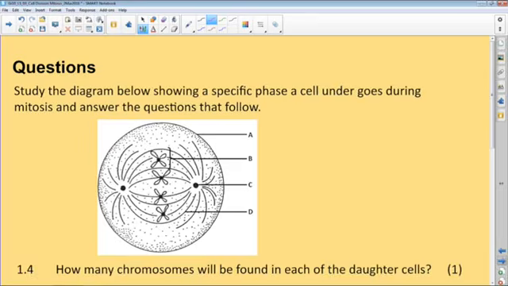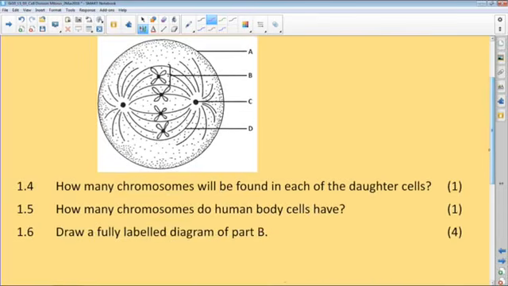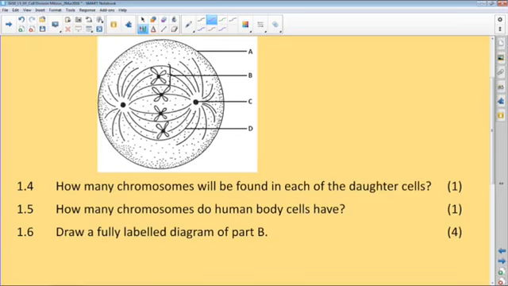Now listen carefully. I'm going to give you 1 minute again. How many chromosomes will be found in each of the daughter cells? Read carefully. How many chromosomes do human body cells have? And then draw a fully labeled diagram of part number B. I'm only giving you 1 minute. The first 2 will be quick, and then I want you to quickly draw a rough diagram of what question number 1.6 is.